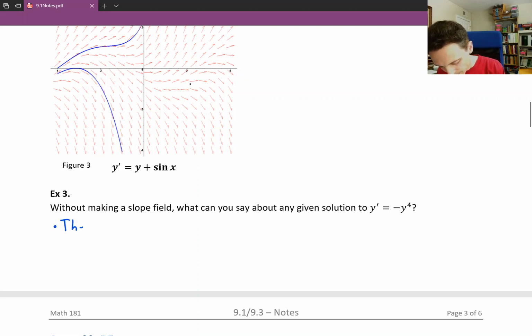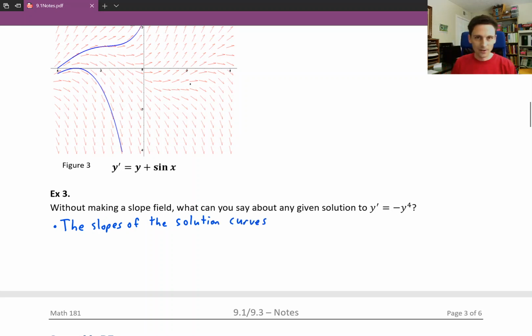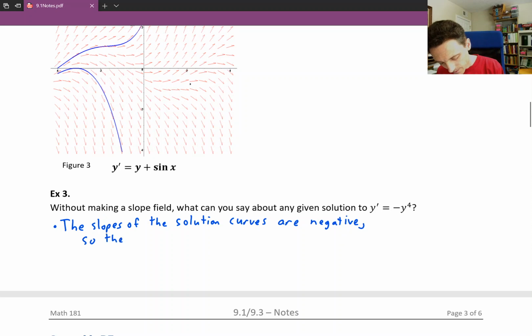So the slopes of the tangent lines, or you can say the solution curves, slopes of the solution curves, just for short. Slopes of the solution curves just means the slopes of those tangent lines. They're going to be negative, and so they're going to be going down as you go to the right, in other words, decreasing.